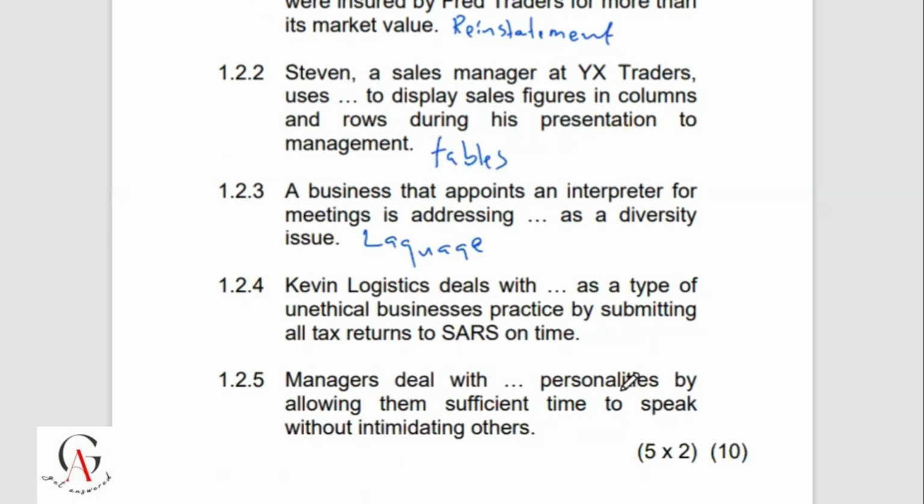Okay, right. So now let's check 1.2.4. Kelvin Logistics deals with dash as a type of unethical business practice by submitting all tax returns to South African Revenue Service on time. So now this is going to be tax evasion. Remember that those people who always make sure that they don't declare all the assets that they have so that South African Revenue Service won't be in the position to tax them as expected.